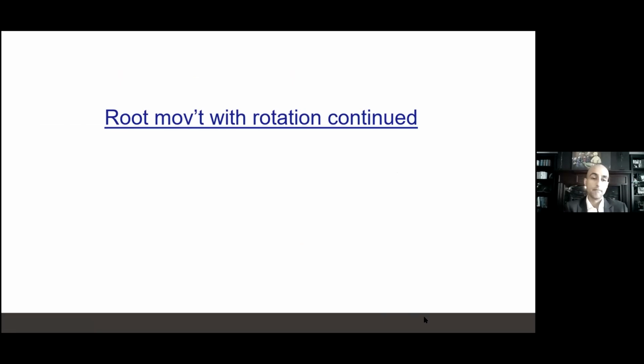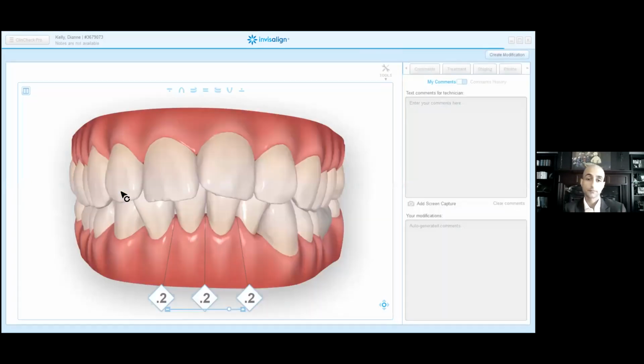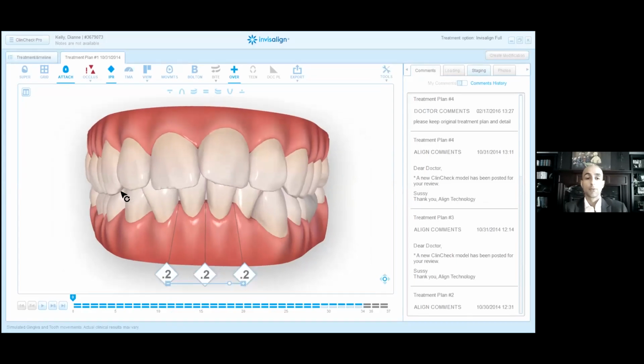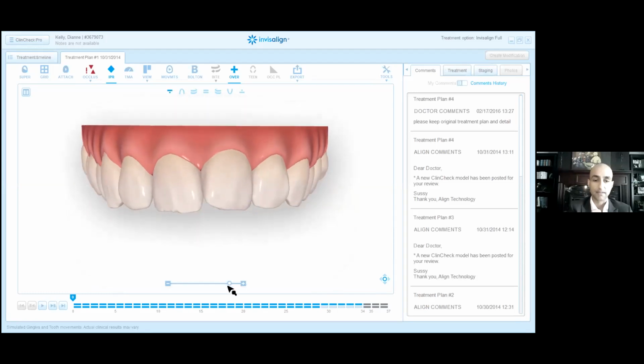One mental exercise that I think is good to do, that I did a lot in my learning experience, was when I was beginning to look at ClinChecks, I would actually turn the attachments off, because sometimes it's hard to see past the attachments that Invisalign gives you.